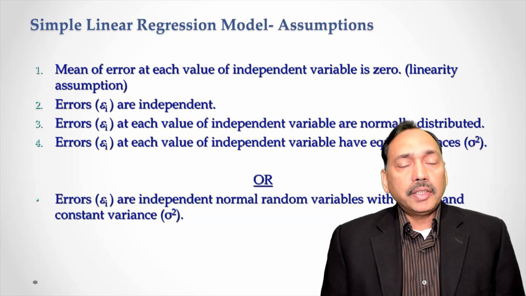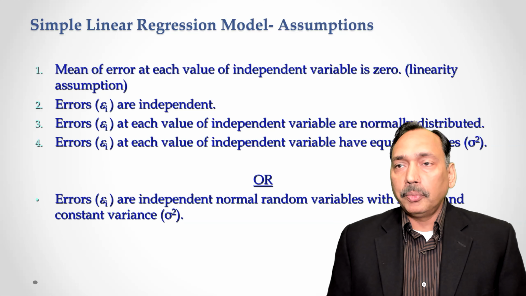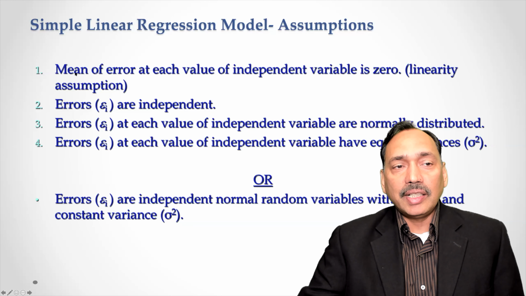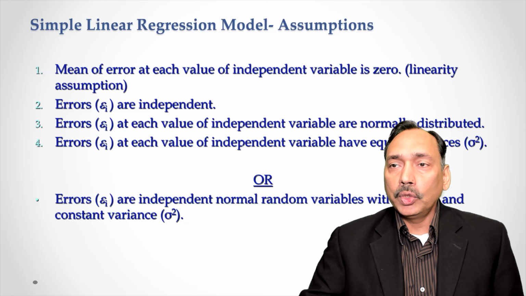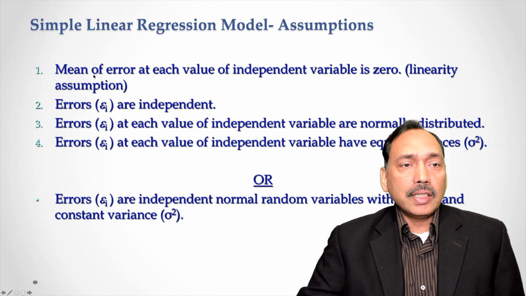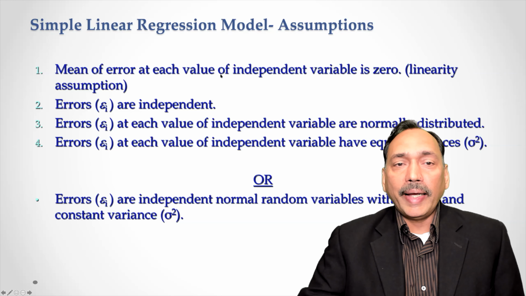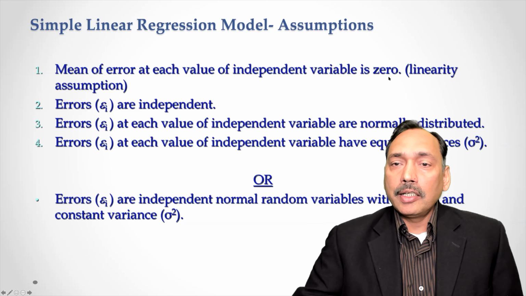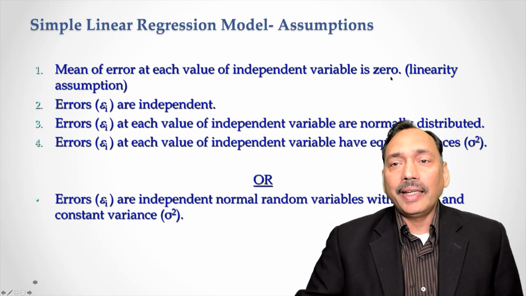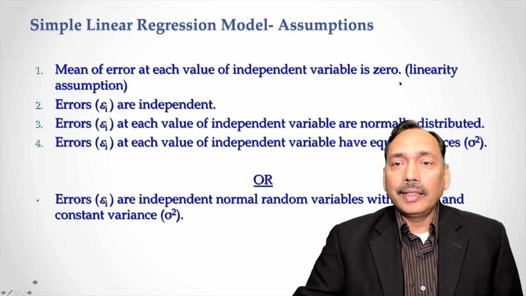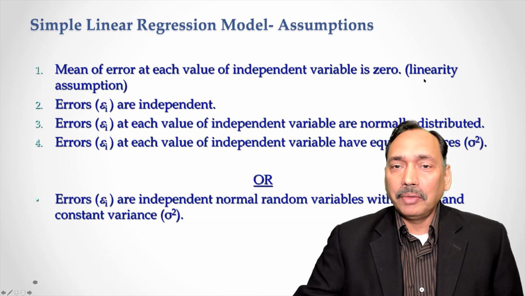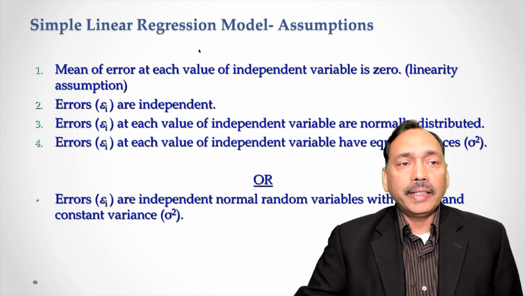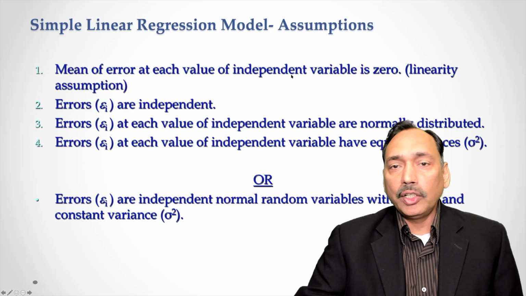So the simple linear regression model has mainly four assumptions that we work with, and you'll also notice that all the assumptions are related in some way to the error. The first one is that the mean of error at each value of the independent variable, which is x, is 0. It may not be exactly 0, we can say approximately 0. And this is the popular linearity assumption. We assume that linearity is satisfied if the mean error at each value of the independent variable is 0.